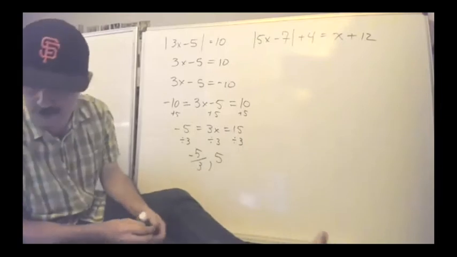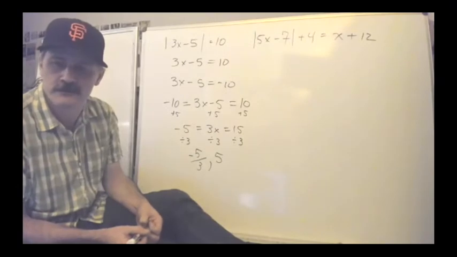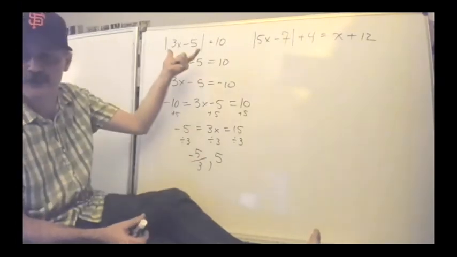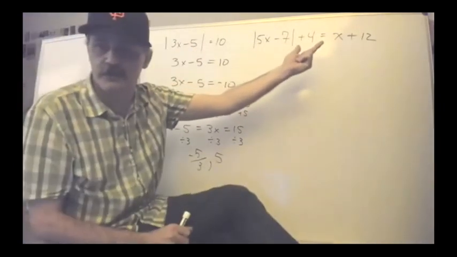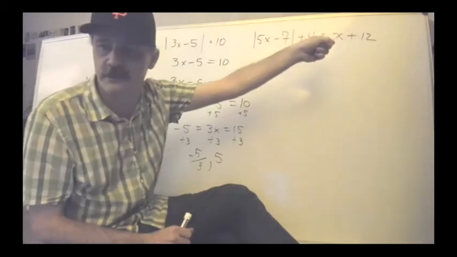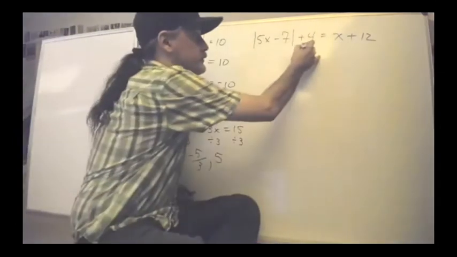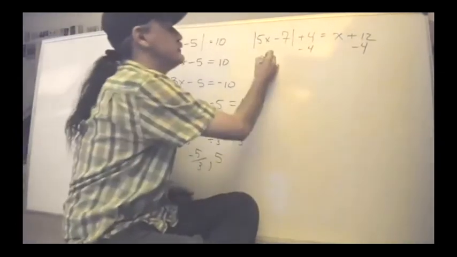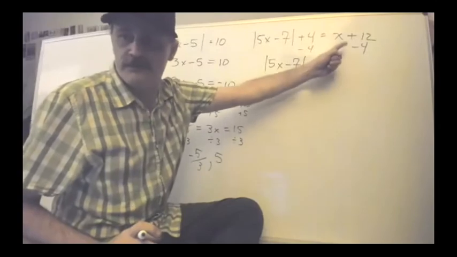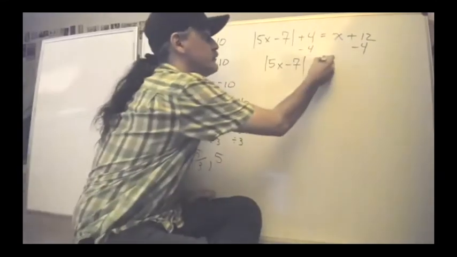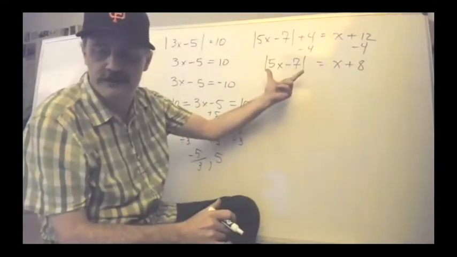Now the second problem is the same type of problem, it's just a little more involved. All right? Because in the first problem, the absolute value was by itself equal to a number. This is not an absolute value by itself. It's an absolute value plus 4 equals the stuff on the right side. So we first got to get the absolute value by itself. Okay, so first thing we're going to do is subtract 4 from both sides. Okay, and then when we subtract 4, we do that from the 12. So this becomes x plus 8. Now we got the absolute value by itself.